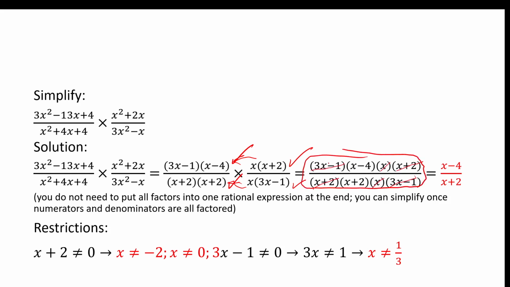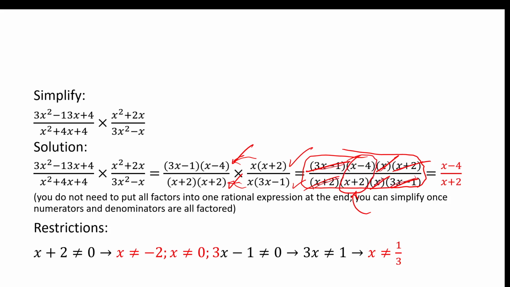Okay? Now we see that we can cross out 3x minus 1 with 3x minus 1. We can cross out a factor of x with a factor of x and a factor of x plus 2 with a factor of x plus 2. You might be tempted to cross out that factor of x plus 2 with both, but you can't. There's one factor of x plus 2 in the numerator, two factors of x plus 2 in the denominator. You can only cross out one of the factors in the denominator. What that does is it leaves us with an expression of x minus 4 over x plus 2.